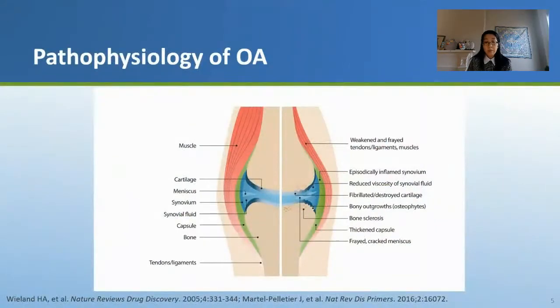Again, OA represents total joint failure, not just wear and tear, which was the old understanding. Muscle weakness can lead to changes in the tendons and ligaments and in their ability to function. The synovial lining can become inflamed and release cytokines and other factors that promote further inflammation as well as collagen breakdown. You can see on one side cartilage destruction as well as degeneration of the meniscus, which is common in OA knees. And then you also see new bone formation in the form of osteophytes.